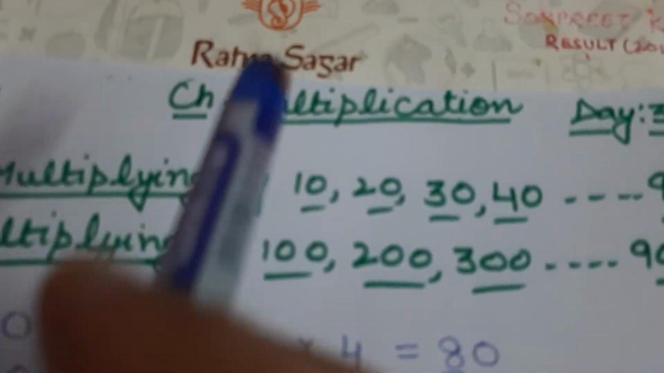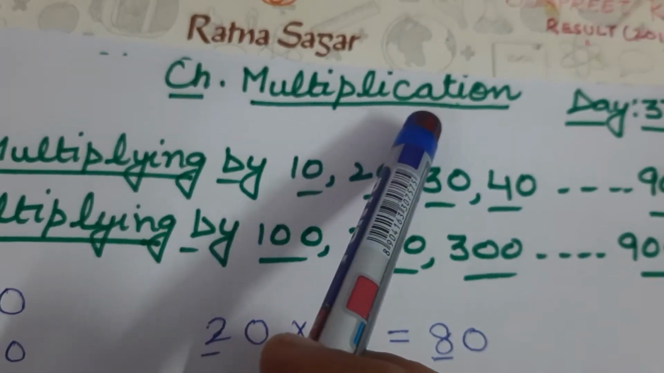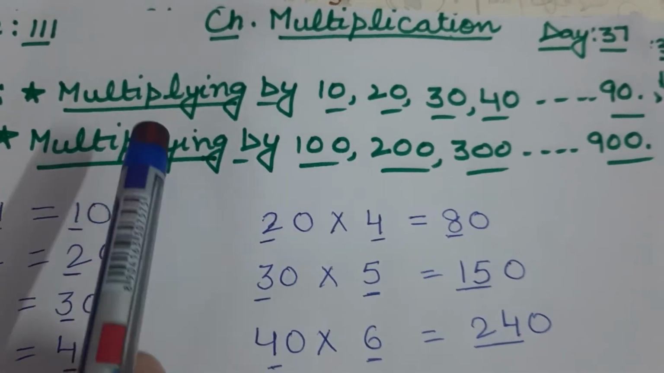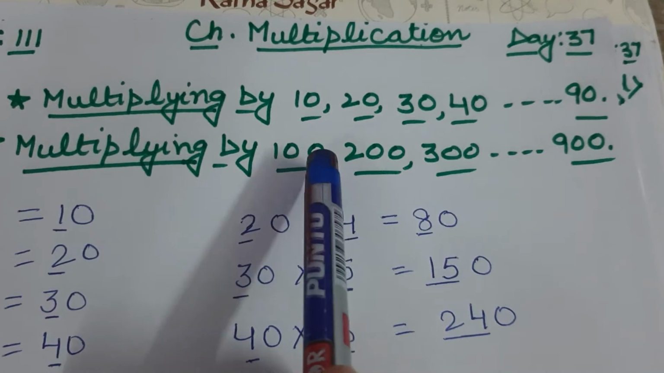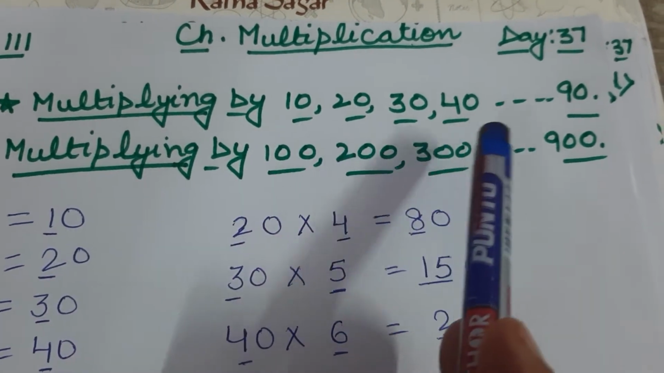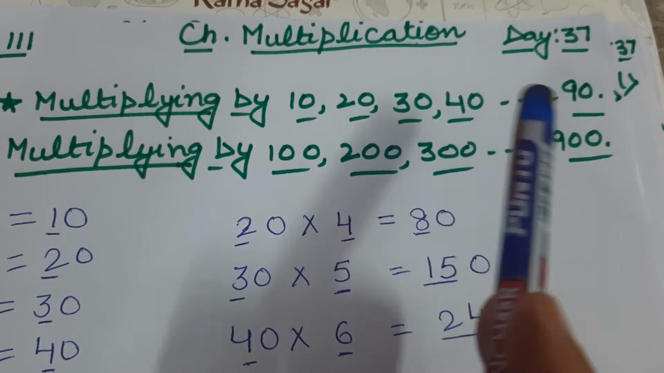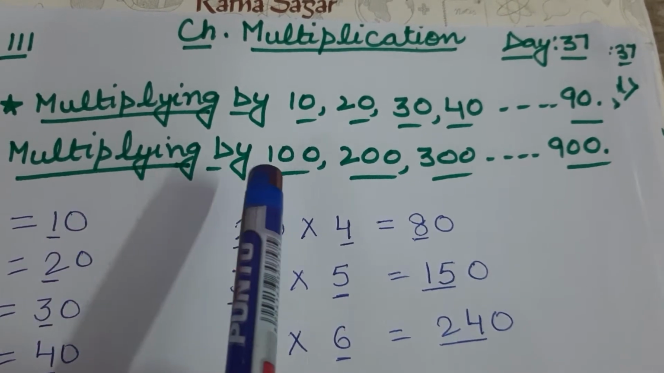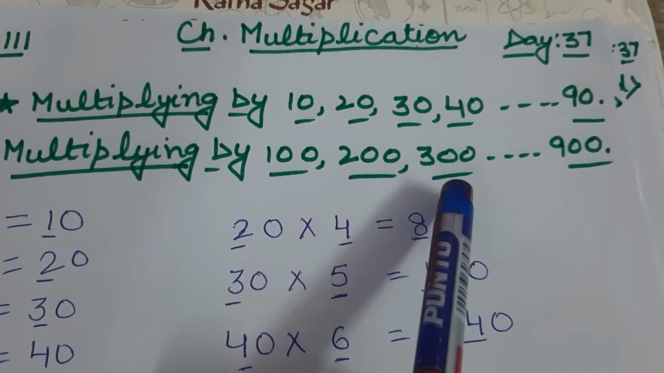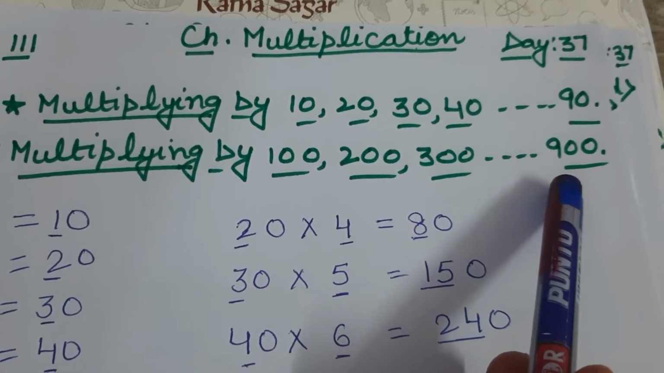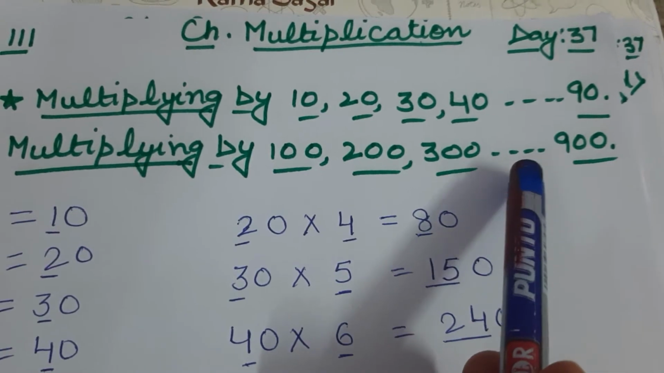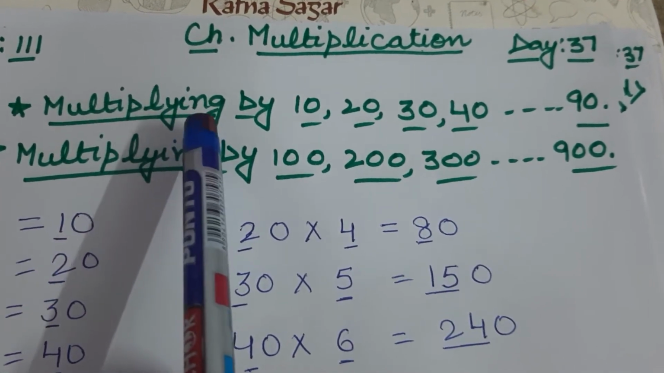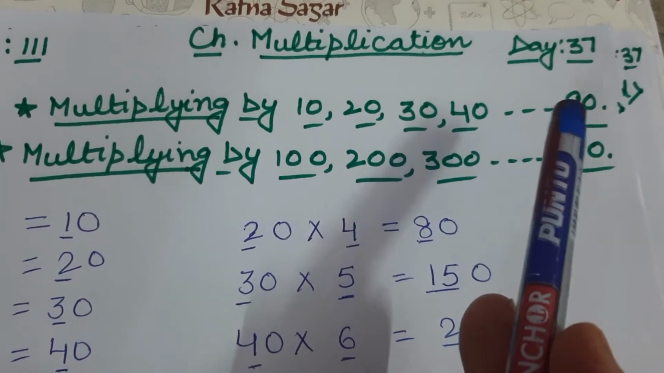So students, as you know, we are doing the multiplication chapter. Today we will cover two topics. First is multiplying with 10, 20, 30 up to 90. And second topic is multiplying by 100, 200, 300 up to 900. Okay, so let's start. First I'll take how to multiply a number with 10, 20, 30 up to 90.